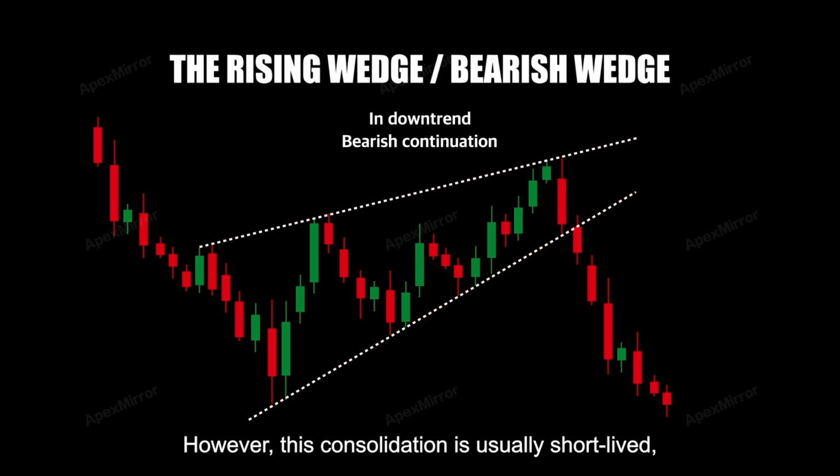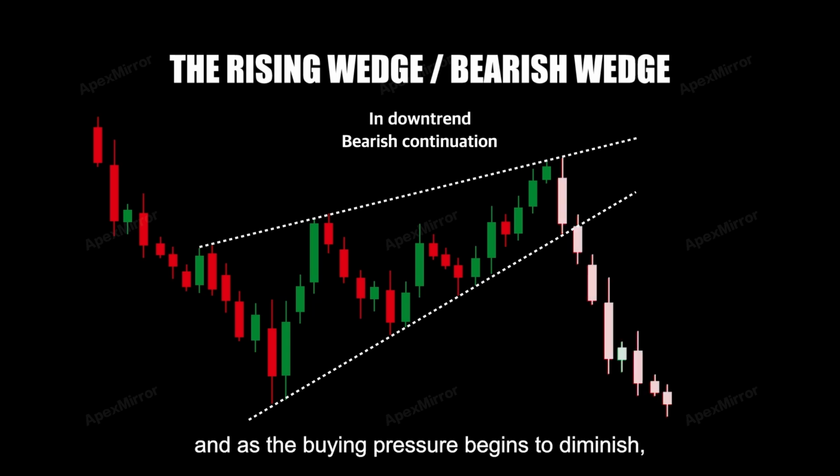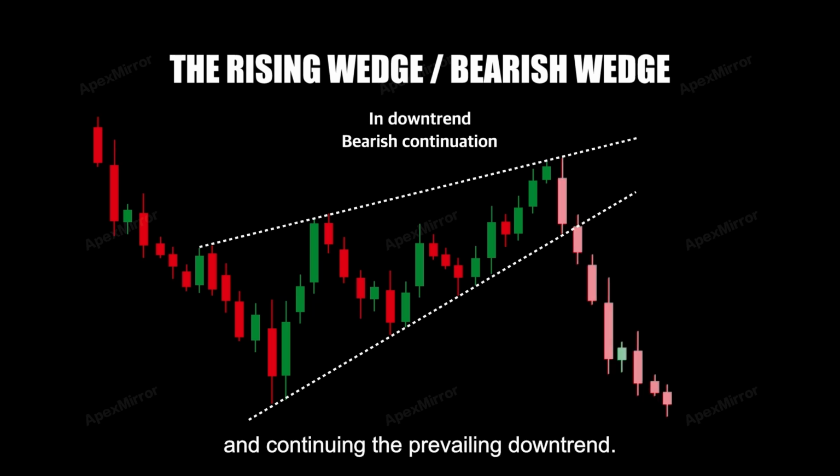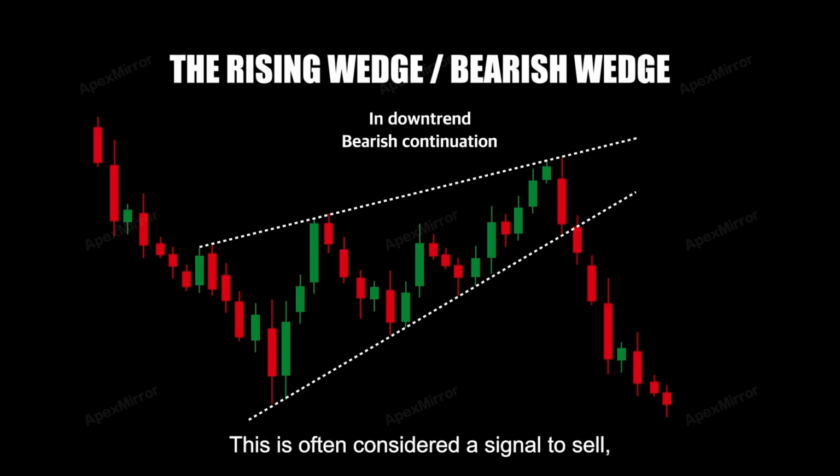However, this consolidation is usually short-lived, and as the buying pressure begins to diminish, sellers regain control and push the price down again, breaking out of the wedge to the downside and continuing the prevailing downtrend. This is often considered a signal to sell, as it is anticipated that the price will continue to drop.